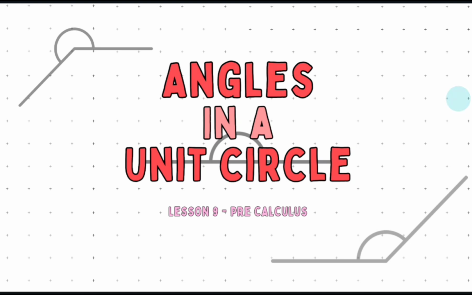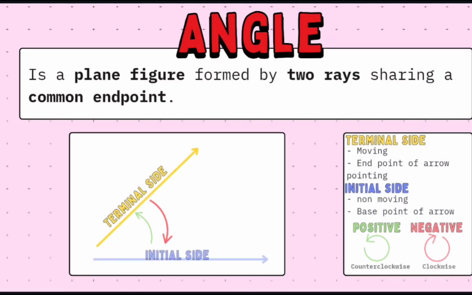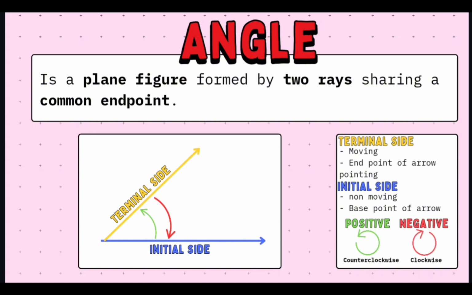Lesson 9 of Pre-Calculus, Angles in a Unit Circle. An angle is a plane figure formed by two rays sharing a common endpoint. An angle has a terminal side, and it also has an initial side. The terminal side moves, but the initial side does not. A good reminder that I like to tell myself so I know the difference.